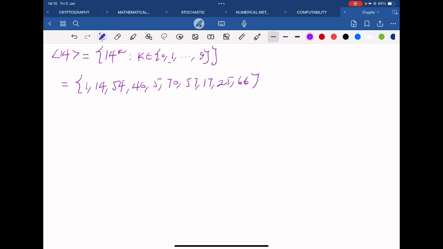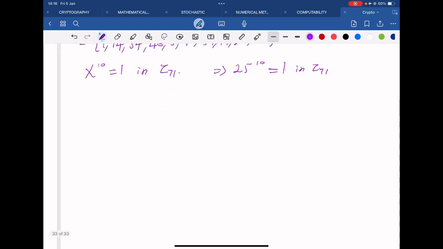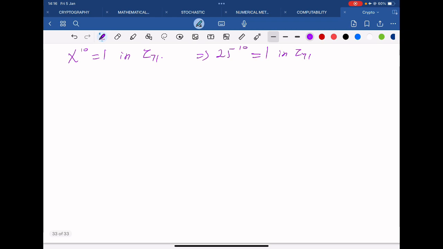So now these are the values that satisfy the equation s raised to the power 10 equal to 1 in Z 71. So for instance, if you pick this 25 exponent 10, this should be equal to 1 in Z 71. Okay, now let's move on to the second example. So example 2.